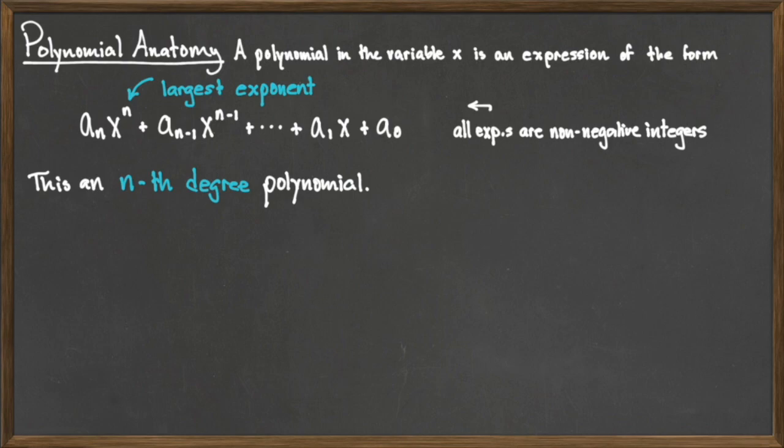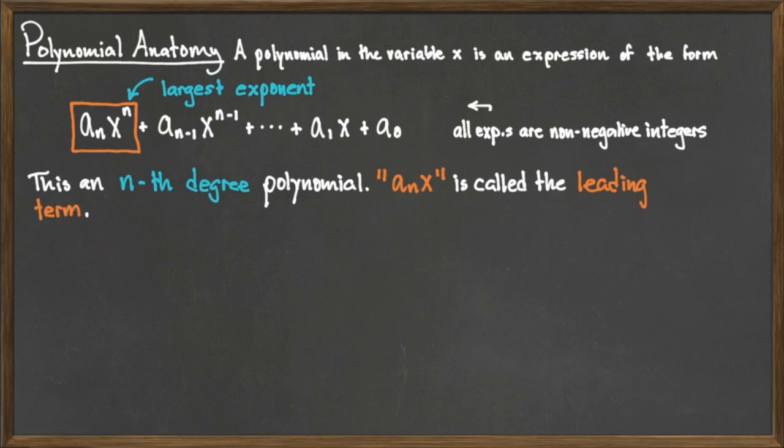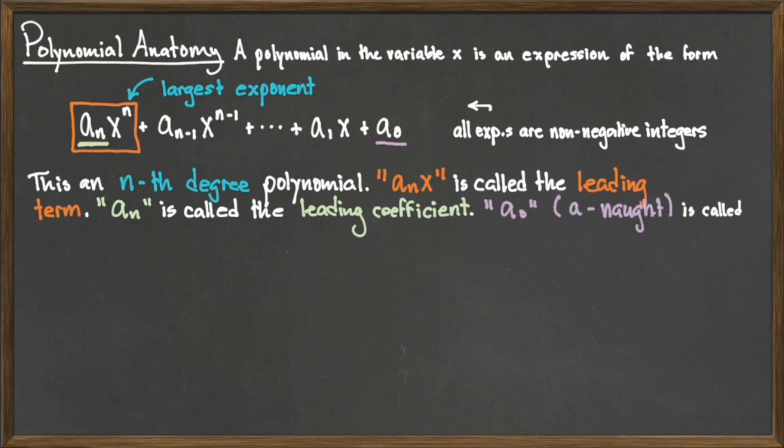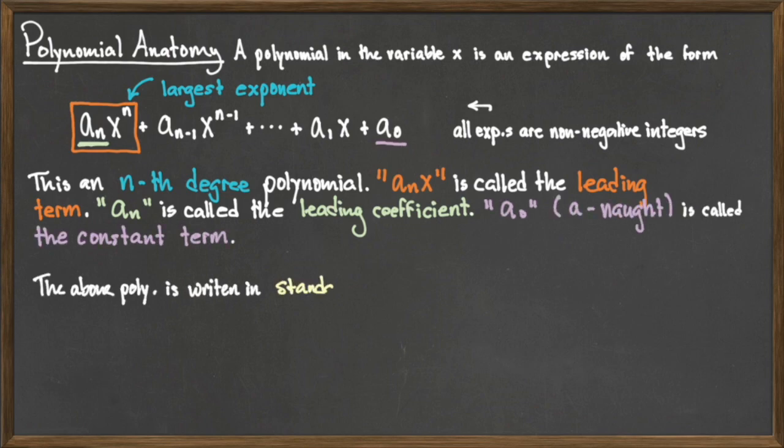Next is the entire first term, a sub n x to the n. This is known as the leading term, and is the term that is accompanied by the largest power in the polynomial. We'll see in Chapter 3 when we begin graphing why this leading term is so important. The coefficient of the leading term is called the leading coefficient. And lastly, that term a naught, or a with a subscript of 0, is known as the constant term.